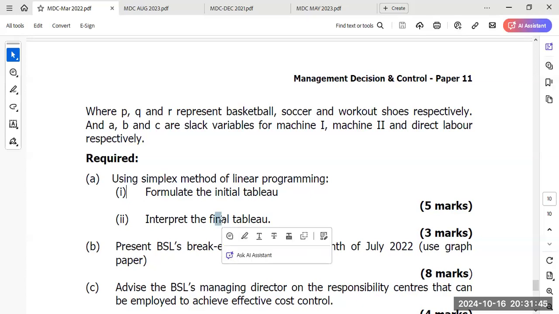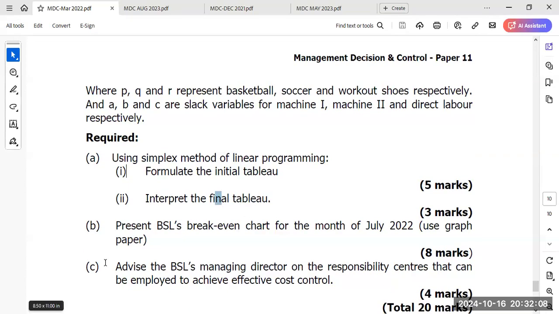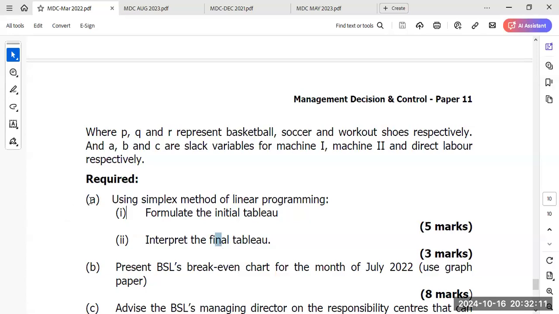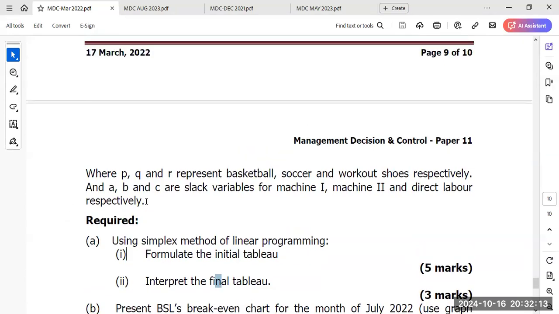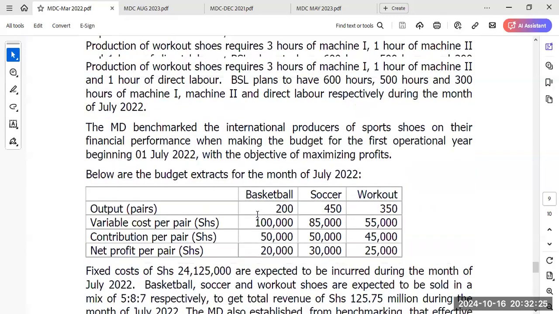If they say you interpret the final tableau, it means that you're given a final tableau in the question. Part B and Part C, that is not our focus for now. Our focus for now is on Part A. So, how can we formulate the initial tableau? We analyze now the case study.